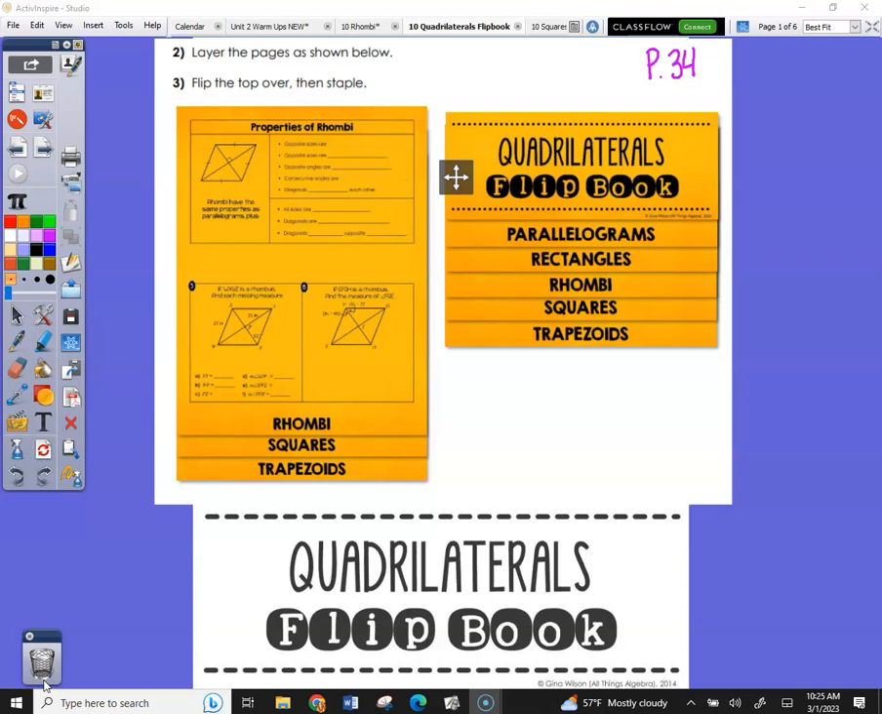Used to have to teach those. The state removed them from the standards, but I left it in the flip book because I feel like you should still know what a trapezoid is, but I'm not going to make you learn the properties, practice with it, or anything like that. So we're going to look at that page as, here's a picture of one, here's what it looks like, but then we're moving on.